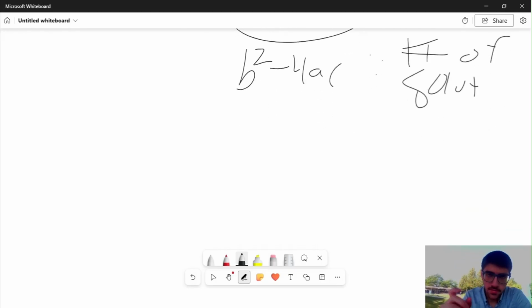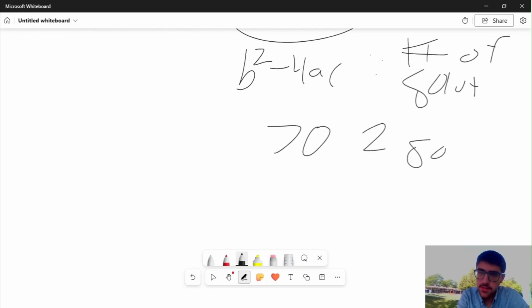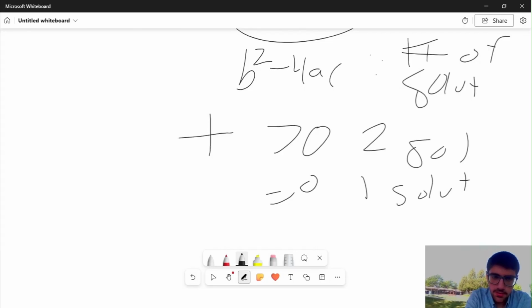So how can we know? Basically, when you solve for b squared minus 4ac, if it's greater than 0, so if it's positive, you have 2 solutions. If it's equal to 0, you have 1 solution. So what is this going to look like? A solution is like the x-intercept, so it's going to intersect twice. Equals 0, there's going to be 1 solution, so it's going to be like 1 point exactly.